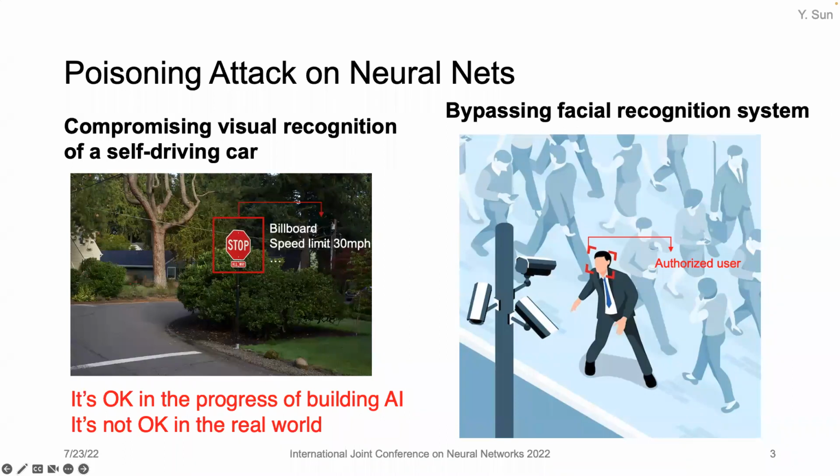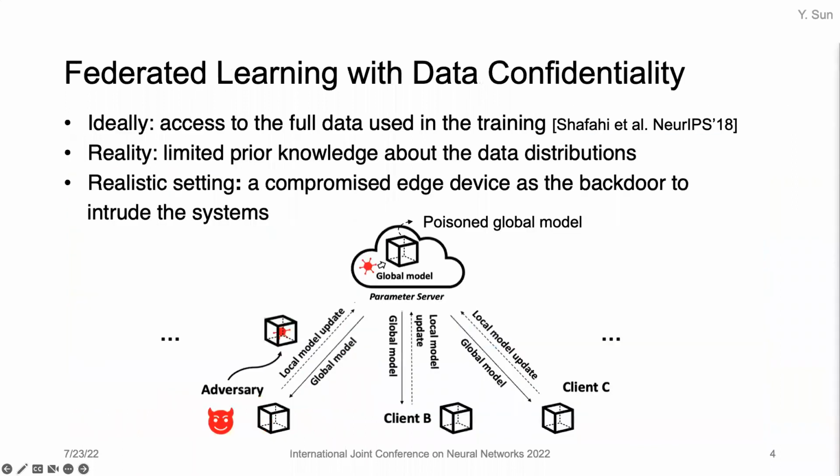Such misclassifying problems can happen in the process of building AI, which is okay. However, it's usually not applicable in the real world. Ideally, the attacker would have access to the full data used in the training. However, in reality, there's usually limited prior knowledge about the data distribution of the other clients in federated learning. In this study, we consider a more realistic setting where a compromised edge device is used as a backdoor to infiltrate the system.